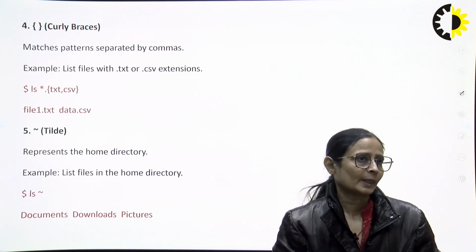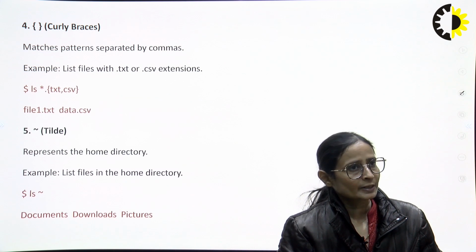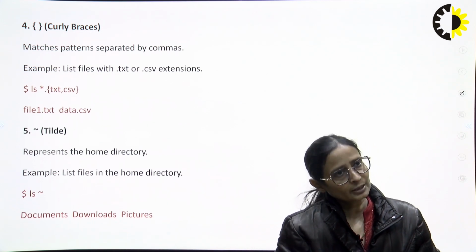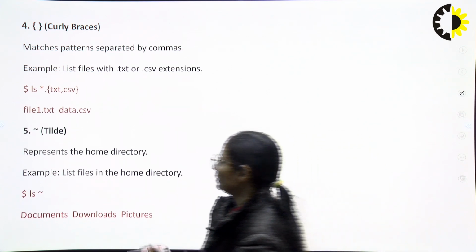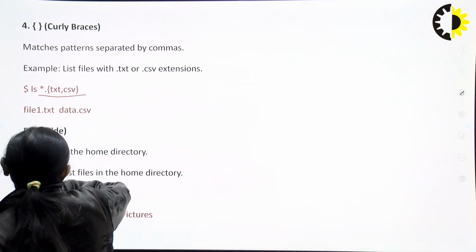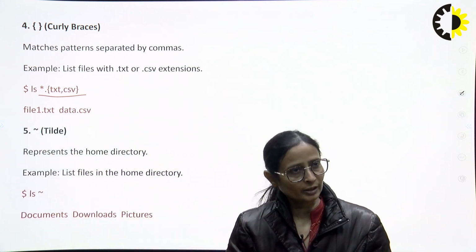Curly brackets match patterns separated by commas. For example, I want to list the files with either the txt or the csv extensions. So I can give both here. Here I have used the curly brackets if I want to display such kind of things.